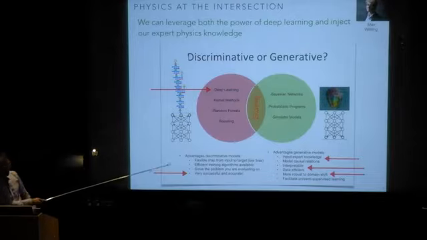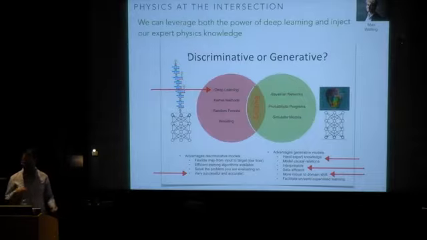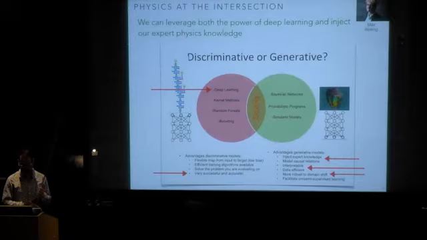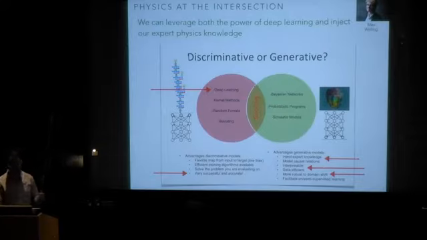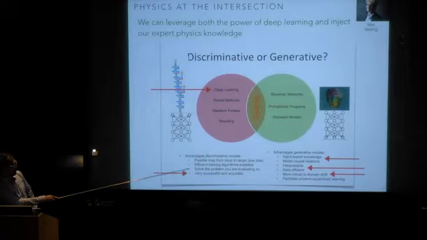And over on the right, you see a lot of things that physicists care about, like being able to inject expert knowledge, to be able to model causal relationships, to be interpretable, data efficient, robust to domain shift. That's, as an experimentalist, what I would call robust to systematic uncertainties, and all these things. So I want all the properties on the right, and deep learning is kind of over here on the left.